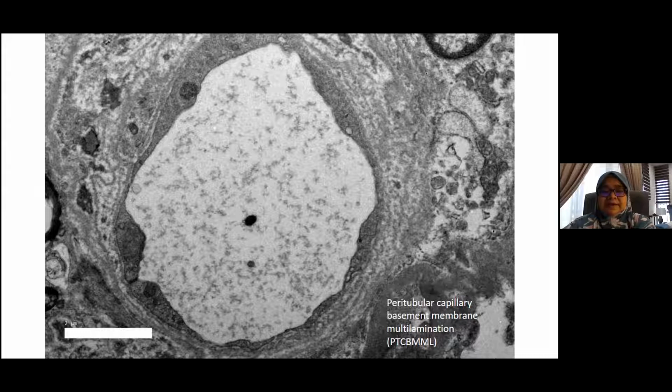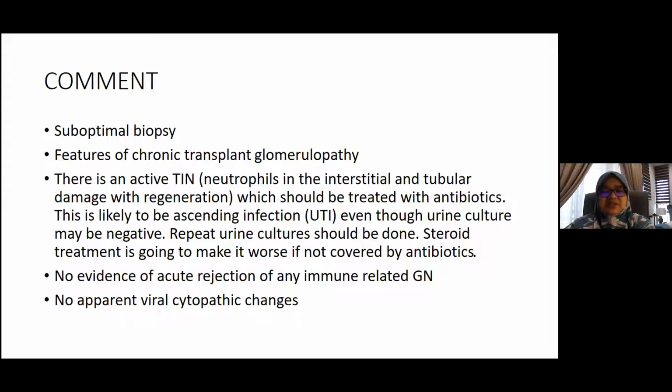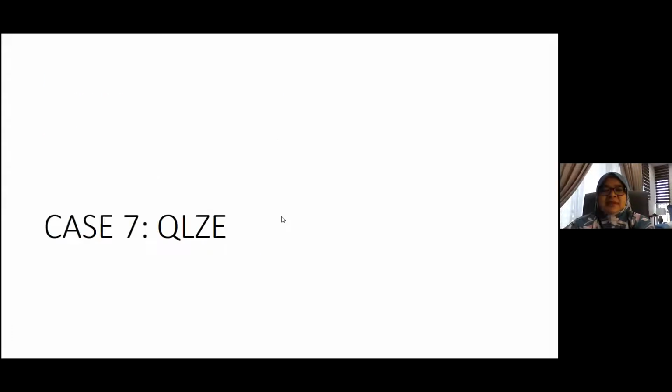Okay, so because we have the CTG and the thickening of the basement membrane with this peritubular capillary basement membrane multilamination, this is sufficient to call the features chronic transplant glomerulopathy in the background of active tubulointerstitial nephritis.